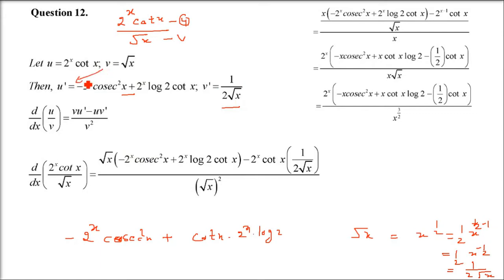Now let us multiply u and v dash. This is 2 and this and this. These are also 2 multiplication. So 2 raise x cot x 1 by 2 root x. And v square we will divide. Root x whole square is x only.